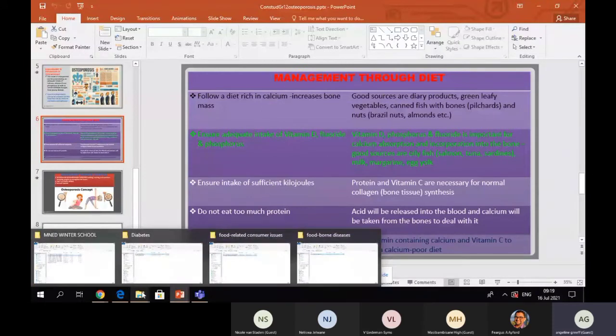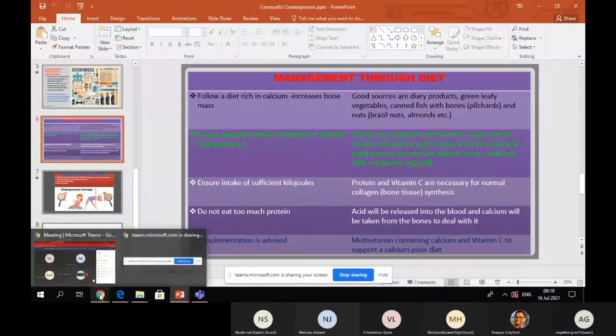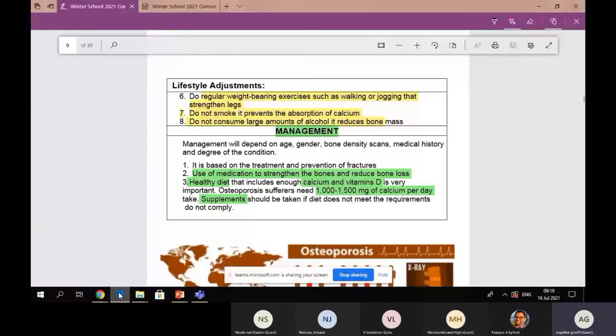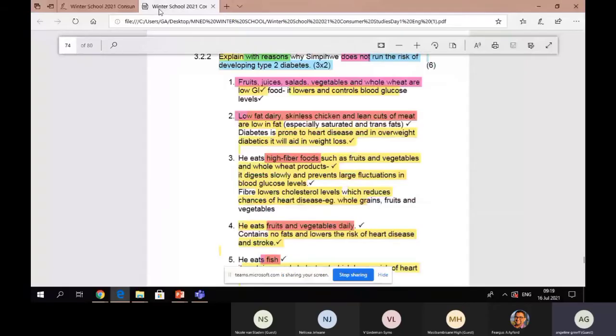So now I'd like to go back to, let's go to the question paper, because there's a question on osteoporosis that I want us to have a look at. Okay.